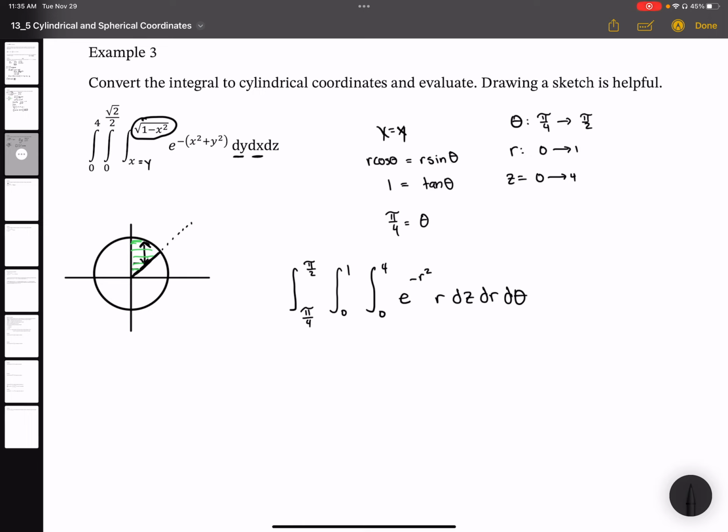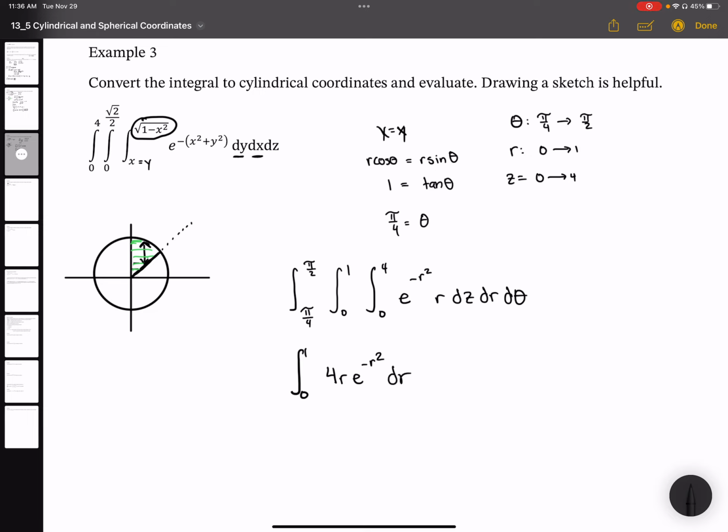Now, again, as long as the initial density function doesn't contain any z's, our first integral is just going to be the difference of our limits times this expression for r. So 4 minus 0 is 4. So for our middle integral, we really just want to evaluate from 0 to 1 of 4r e to the negative r squared dr.